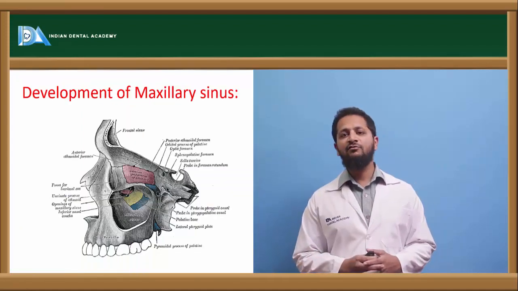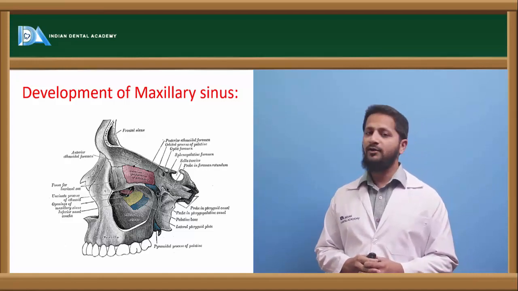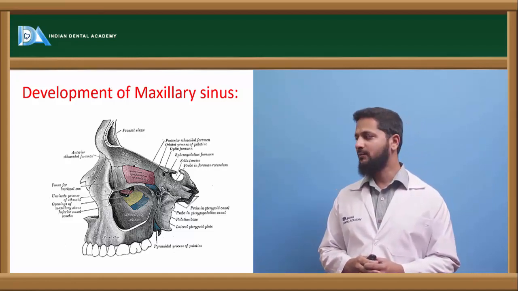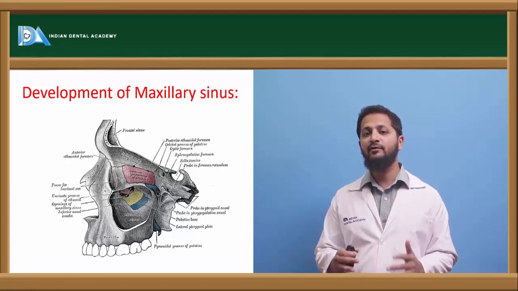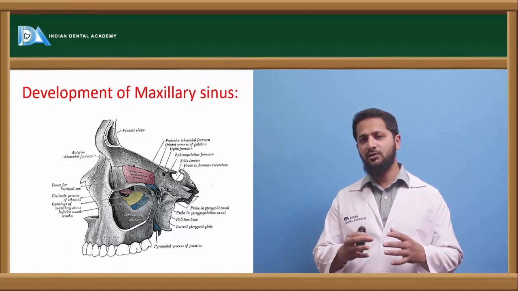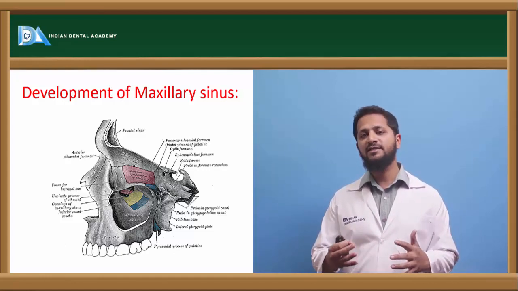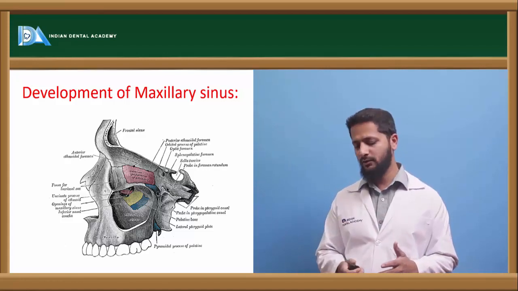Next is development of maxillary sinus. At about the 3rd month of intrauterine life, maxillary sinus development takes place. Actually, the maxillary sinus is developed by the expansion of the nasal mucosa in the maxillary bone. Once the expansion of nasal mucosa takes place into the maxillary bone, further increase in the size of the maxillary sinus simply takes place by the resorption of the maxillary bone.